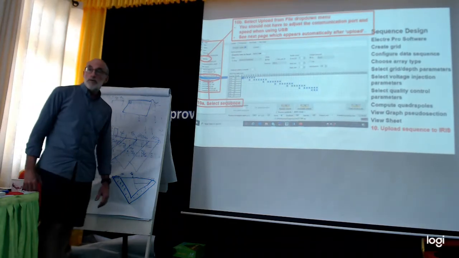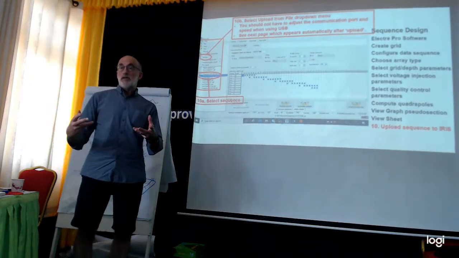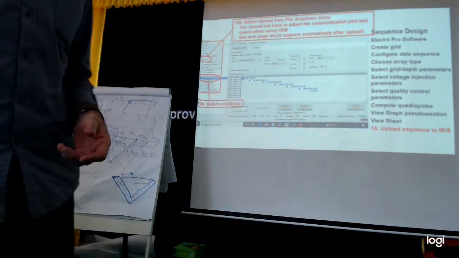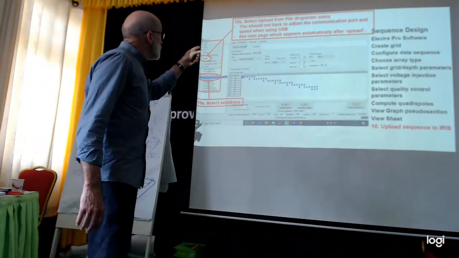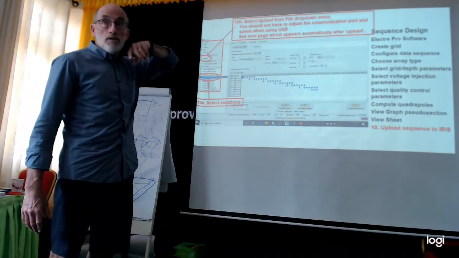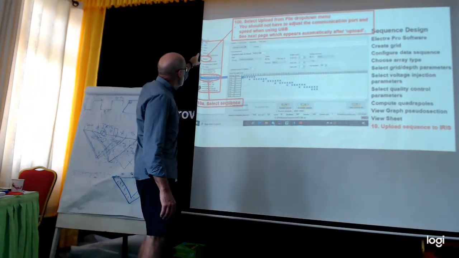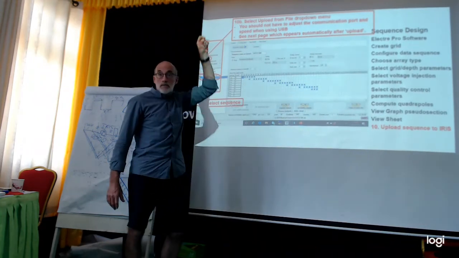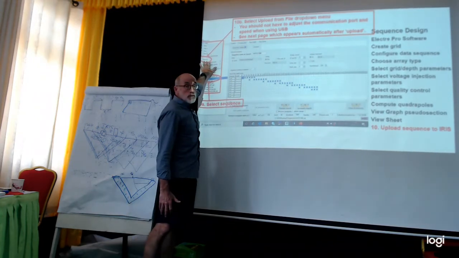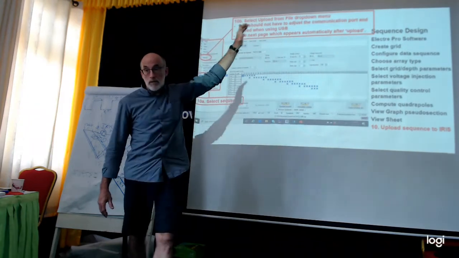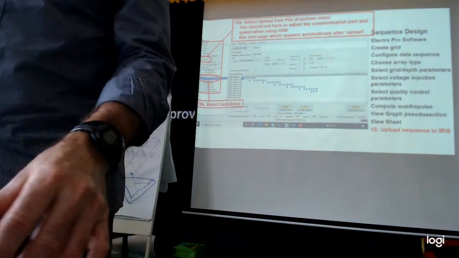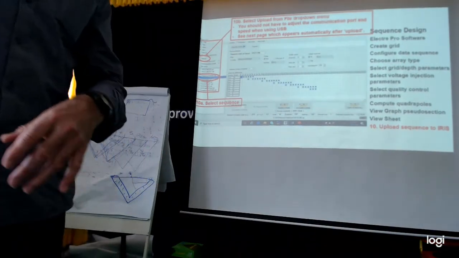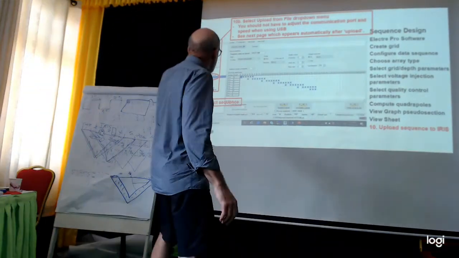Okay, so we made the sequence. We have to get it into the Iris Syscal unit. So you select, you can see on your drop-down menu, you can't see it there, but you have File, drop-down menu, Upload, and then it will ask you, well, you have to select the sequence too. Which sequence do you want to transfer?